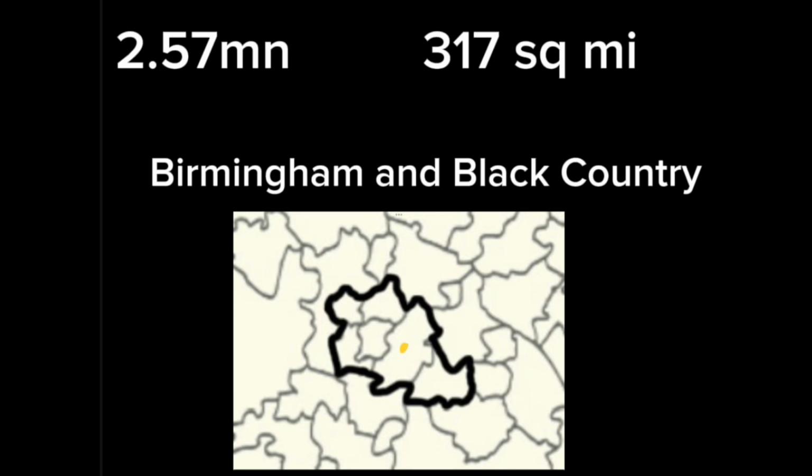This area basically comprises all of the county of West Midlands except for Coventry. This means it ends up with a total population of 2.57 million people in an area of just 317 square miles, most of which live in the West Midlands urban area, the third largest urban area in England after London and Manchester. I decided to make Birmingham the capital because it's the largest city in the urban area and among the largest in the country.